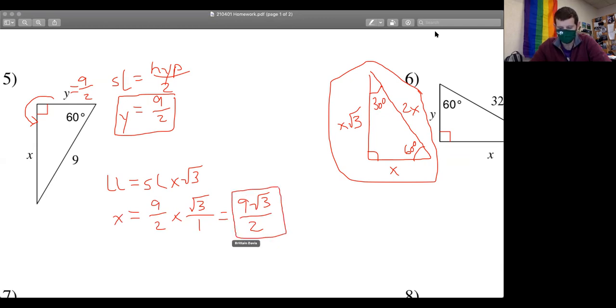There's no common factor between 9 and 2. The square root of 3 doesn't have anything. We can't simplify that any further. So that's our final answer right there. Okay, again, I'll pause right here if you want to take a picture of it.